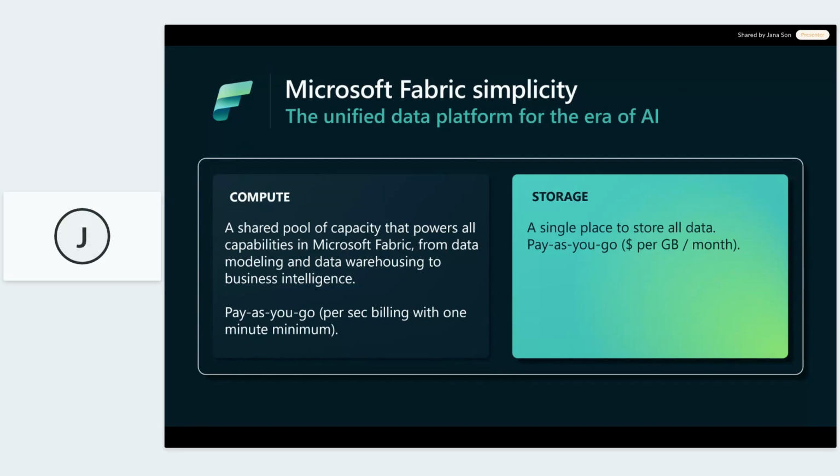So first line, Fabric license, it has different sizes, so from F2 to F2048, depending on the number of capacity units behind it. And this brings predictability to our billing because the capacity you choose is the one you will use for all of your workloads, as we've just seen. But you are limited to it in terms of the license and the price is set.